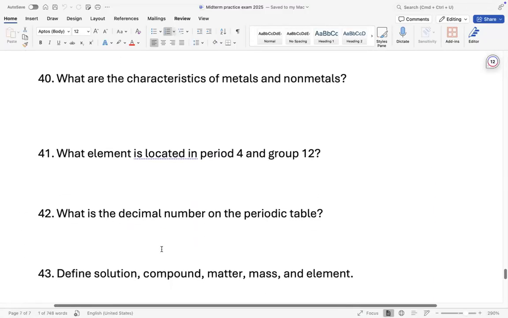Last page. What are some characteristics of metals and nonmetals? So we talked about where to find those on the periodic table, but just a reminder also, metals are good conductors. All right. They are malleable. They have high boiling points.